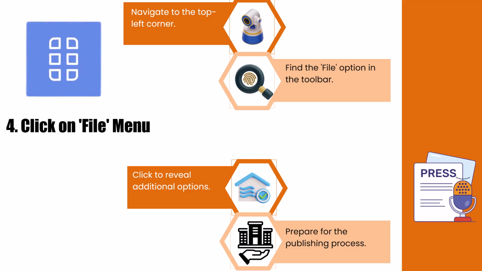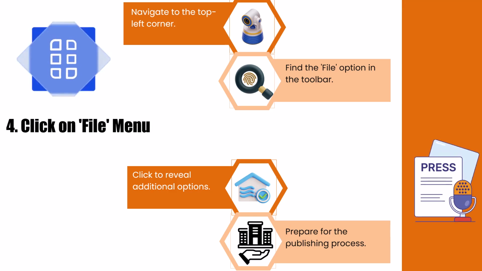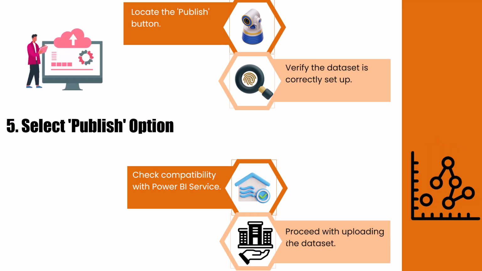All right, time to make a move. Click File in Power BI Desktop. It's usually hanging out in the top left corner. This is where all the magic happens, so get ready to bring your dataset to life. Now comes the fun part. Click Publish. If this feels like sending off a kid to college, don't worry, the dataset will survive. Double-check settings to ensure everything runs smoothly.